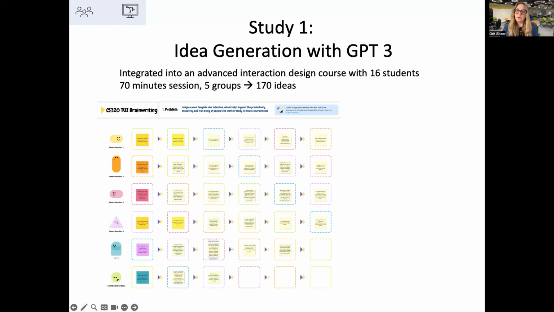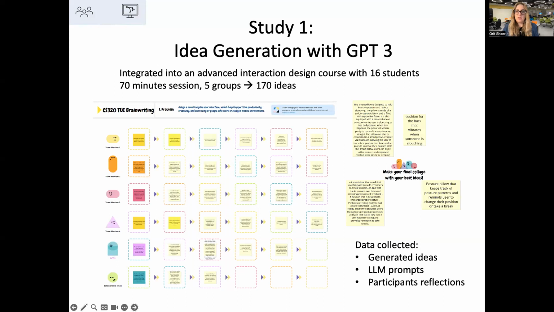Then, the group reviews all initial ideas generated by either humans or GPT, discusses them, and develops together, with the help of GPT, new ideas. These ideas are added to an area on the board dedicated to collaborative ideas. Towards the end of the session, group members select the most promising ideas and develop them further. The data that we collected from this session include generated ideas themselves, user prompts, and participants' reflections.